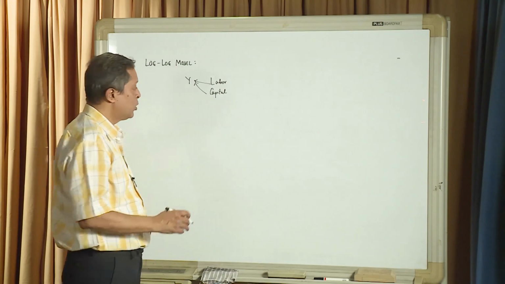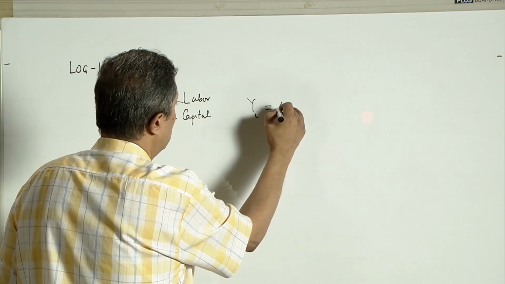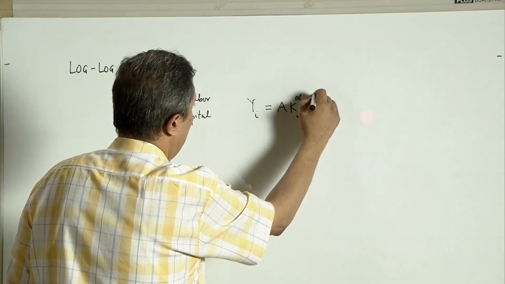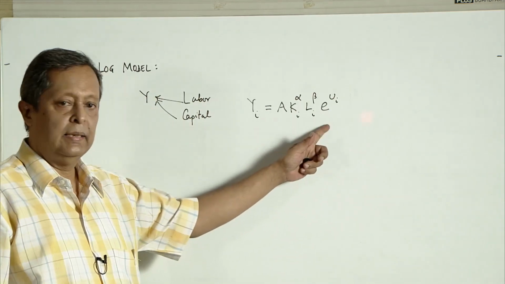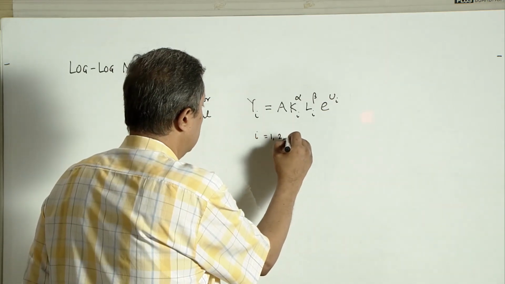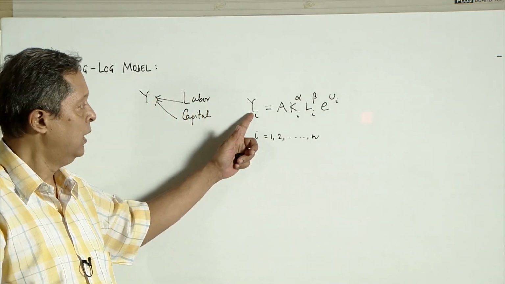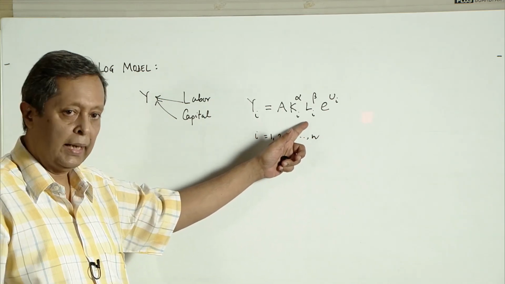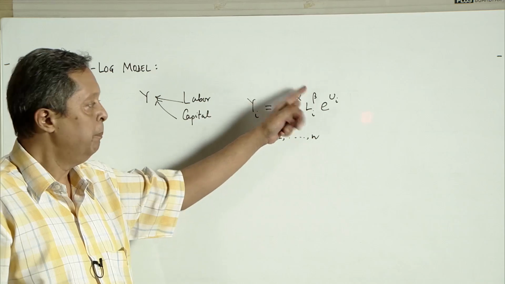An often used production function is given as yi is equal to A ki to the power alpha li to the power beta exponential ui. You will have noted that i is the observation which runs from 1 to n. So, yi is the ith observation on the output, corresponding to which capital input is ki and labor input is li, and each of these has powers. So, ki to the power alpha, li to the power beta.